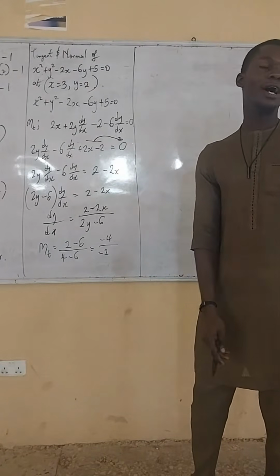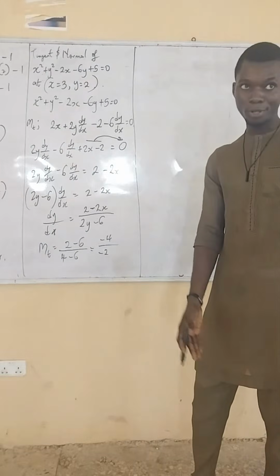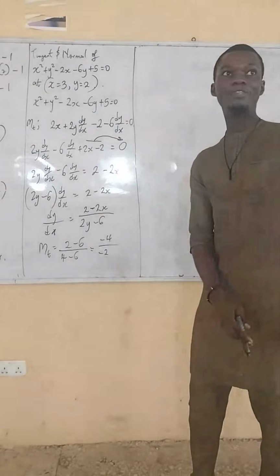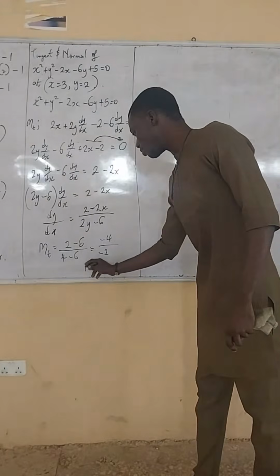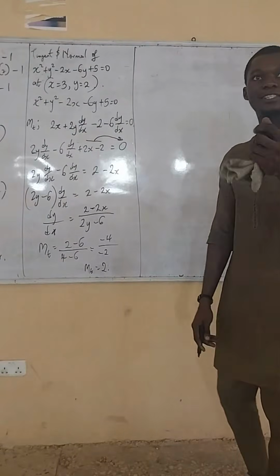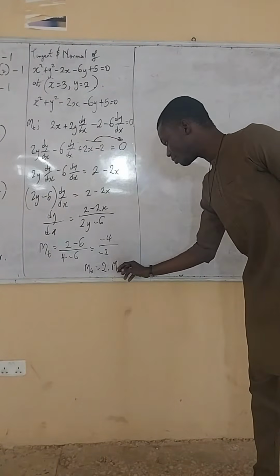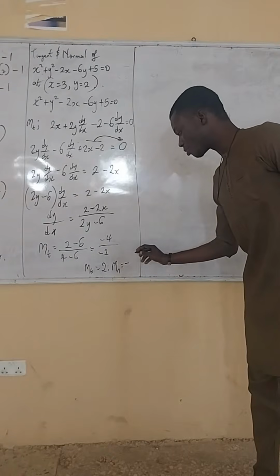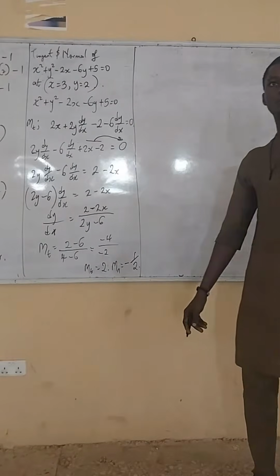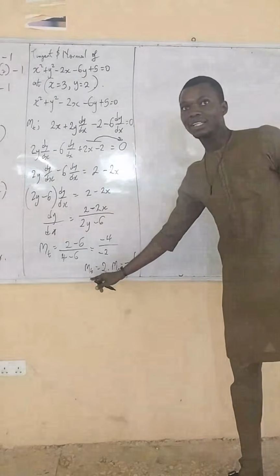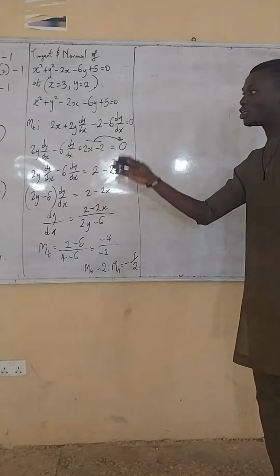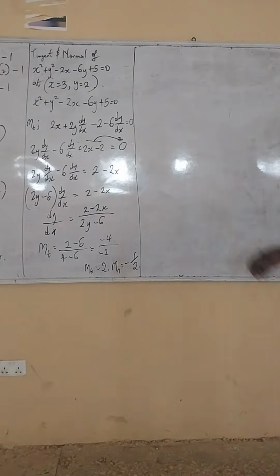Minus 4 divided by minus 2 is what? Plus, because minus times minus is plus. Then 4 divided by 2 is 2. That means our mt is 2. Now if our mt is 2, what's our mn? Minus 1 over 2. So this is the gradient of the tangent, and this is the gradient of the normal. Then we are going to take our equation of tangent and normal, then get our equation.